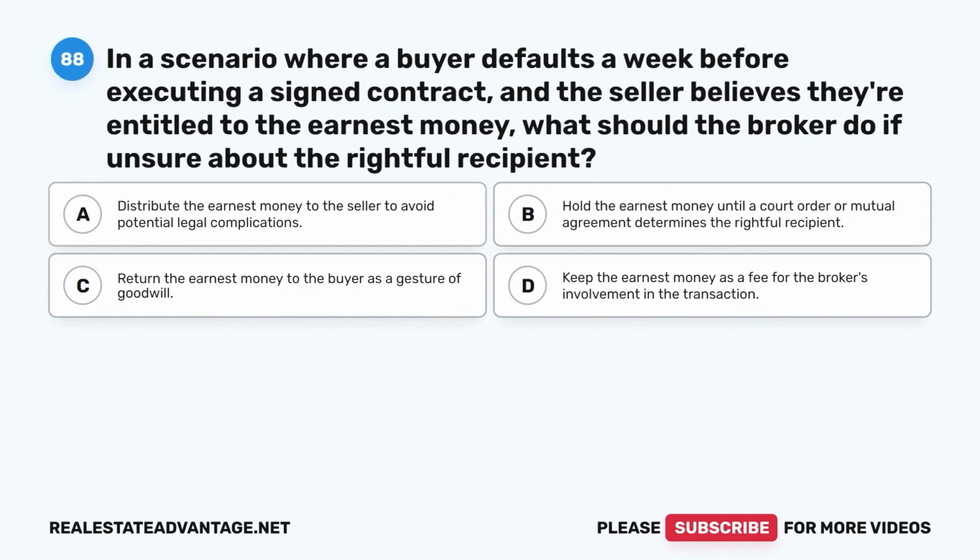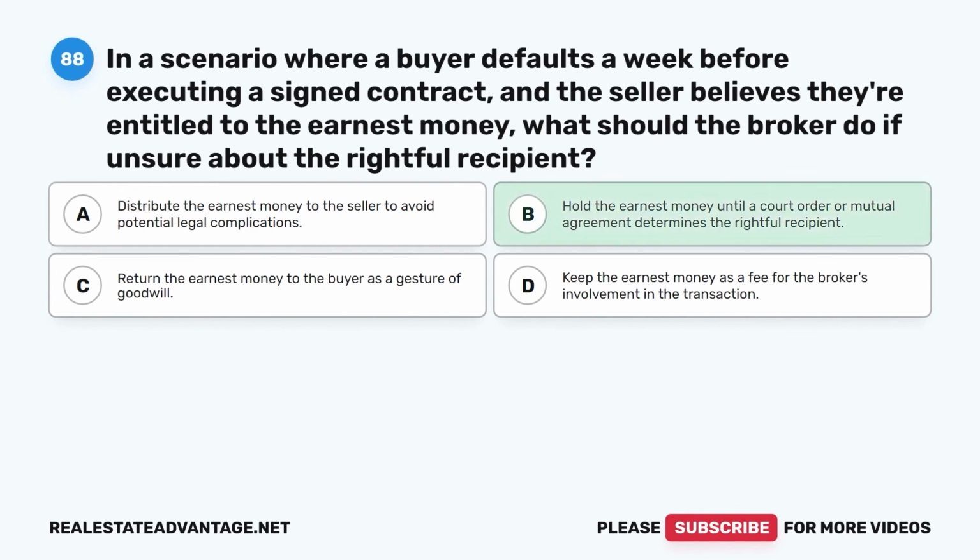Question 88. In a scenario where a buyer defaults a week before executing a signed contract and the seller believes they're entitled to the earnest money, what should the broker do if unsure about the rightful recipient? A. Distribute the earnest money to the seller to avoid potential legal complications. B. Hold the earnest money until a court order or mutual agreement determines the rightful recipient. C. Return the earnest money to the buyer as a gesture of goodwill. D. Keep the earnest money as a fee for the broker's involvement in the transaction.